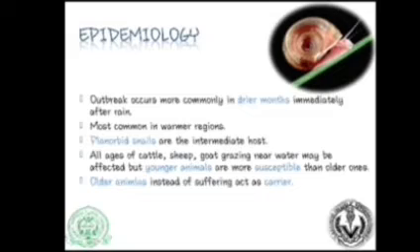All ages of cattle, sheep, goats and wild ruminants that are grazing near water may be affected, but younger animals are more susceptible than older ones. Older animals, instead of suffering, act as carriers because of age or maybe development of certain immunity. However, they help spread the eggs all over the area. The picture above is of planorbid snails, the intermediate host.